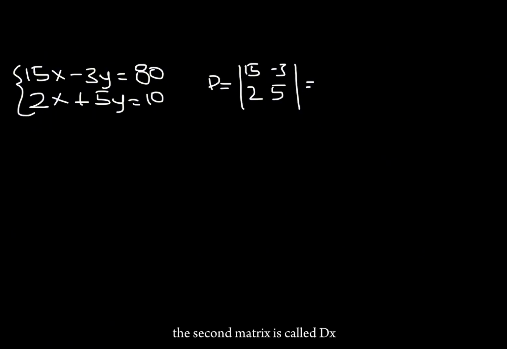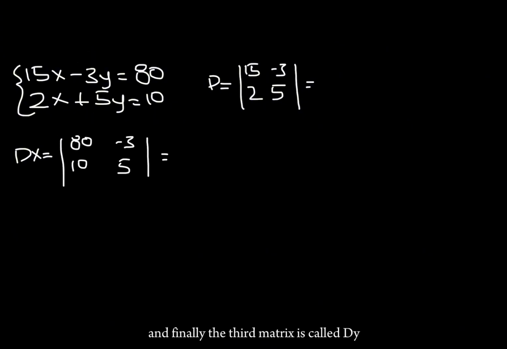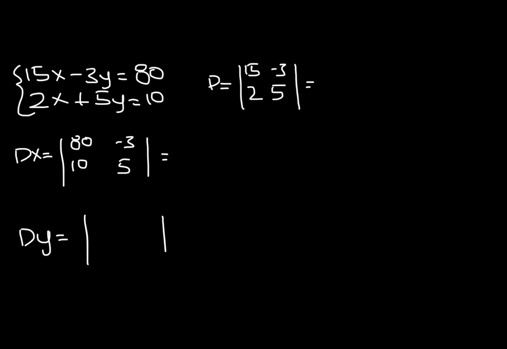The second matrix is called dx, and it consists of these values: 80, negative 3, 10, and 5. And finally, the third matrix is called dy, and it is a matrix that consists of these values: 15, 80, 2, and 10.